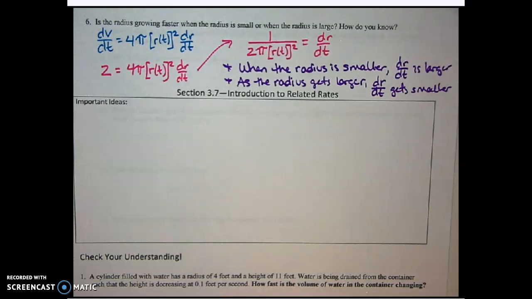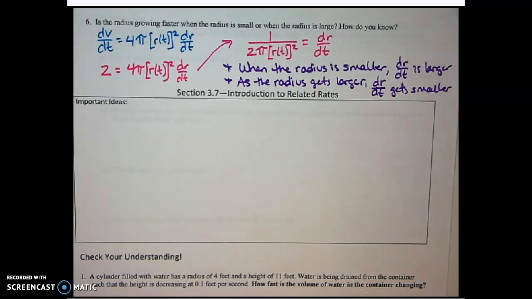Some of you are probably able to come to this conclusion without solving it for dr/dt. But to make sure that you are all able to see this, I wanted to solve for dr/dt. And you can see from this fraction, when the radius is smaller, dr/dt is larger. And as the radius gets larger, then dr/dt is getting smaller. So to answer the question, the radius is growing faster when the radius is small.